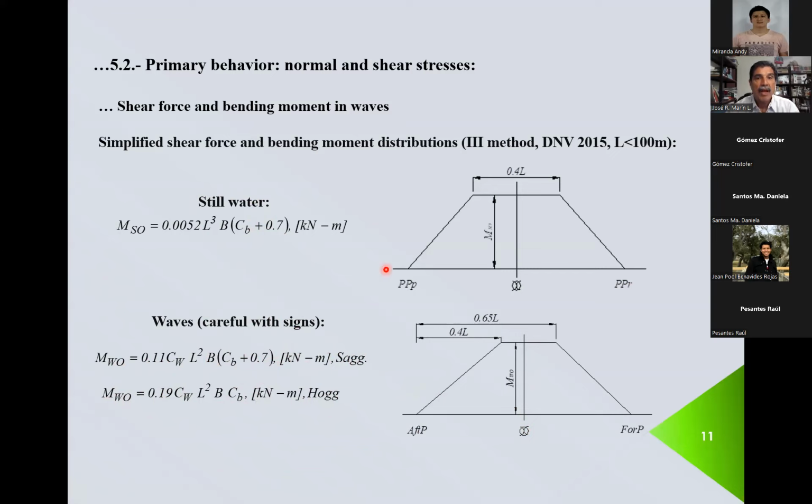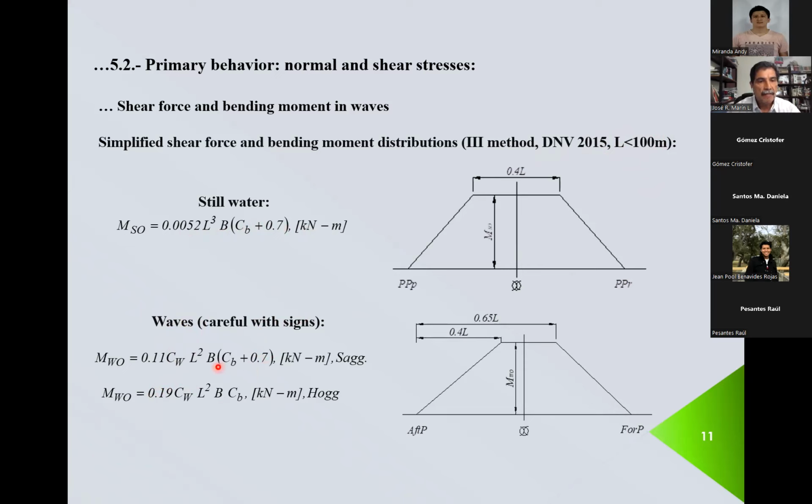Now for small ships, like this formulation I'm applying, this is not much of a difference. In your homework, you have to apply rules for ships with larger length. And in that case, yes, you have to be careful because these expressions come with the sign, because that tells you the idea that in larger ships, this problem is very important, really.